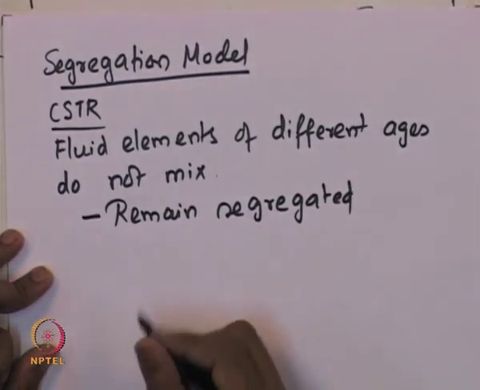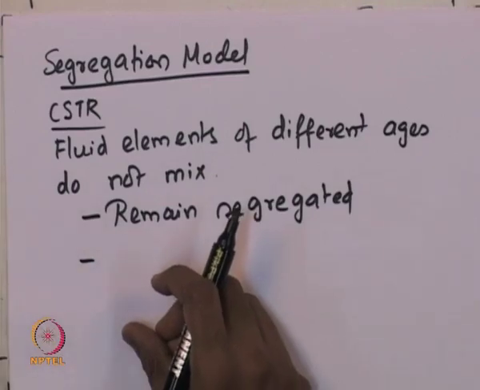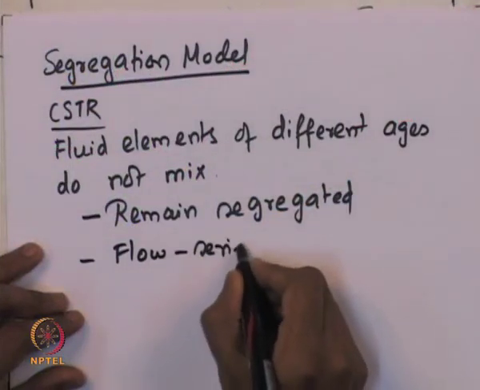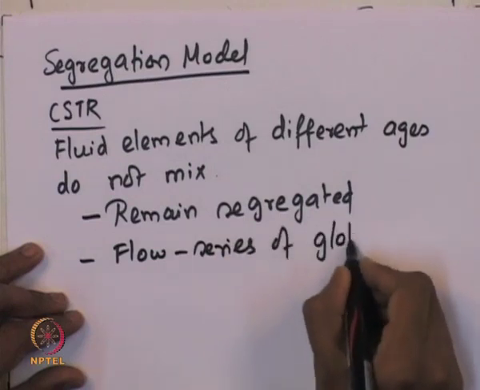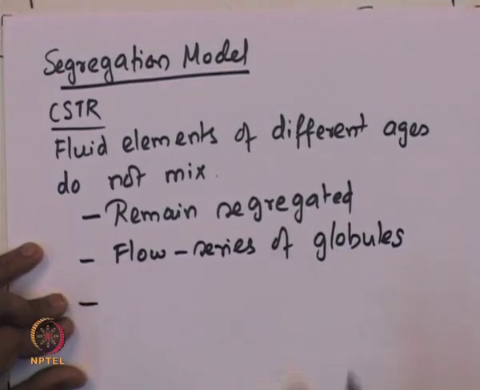The flow is essentially like a series of globules, where one globule enters the reactor at a certain time and spends some time. Another globule which enters at a different time has a different age, which means that globules of different ages do not mix with each other. So, flow is essentially a series of globules, and we may assume each globule as a batch reactor because it does not mix.